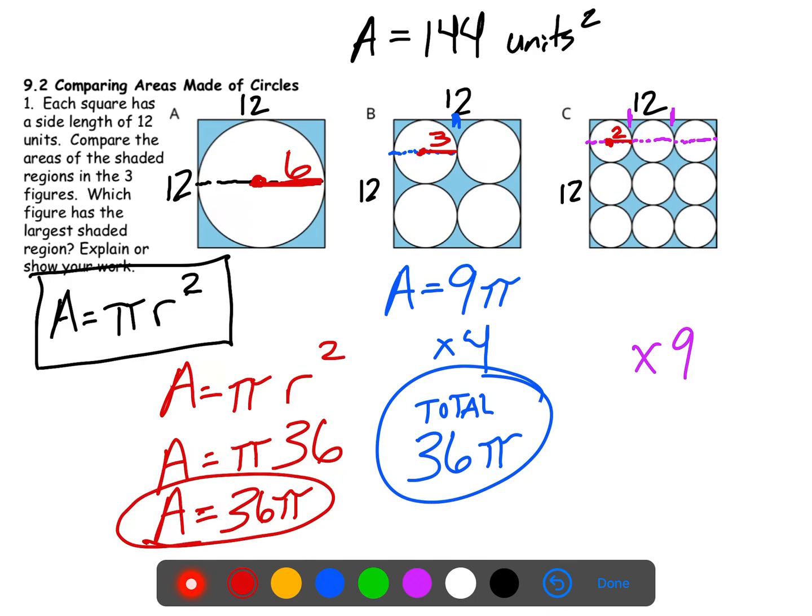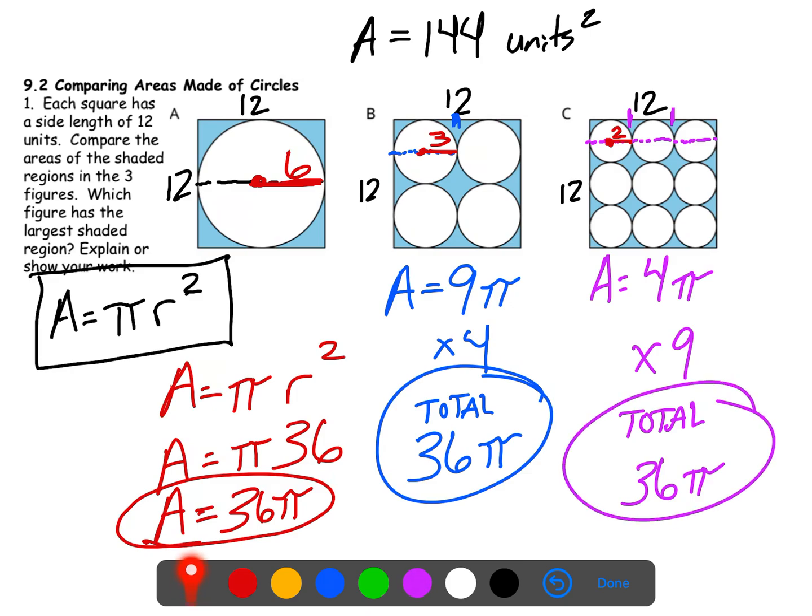So I'm going to square my radius. To get the area of a circle, I'll square my radius. 2 times 2 is 4, times pi gives me an area for one circle of 4 pi. But remember, there's 9 identical circles. So I'm going to multiply. 4 pi times 9 leaves me with a total of 36 pi.